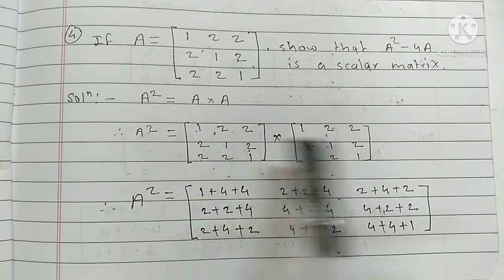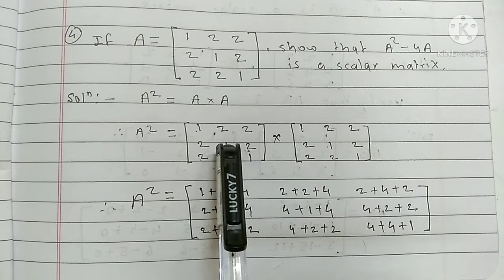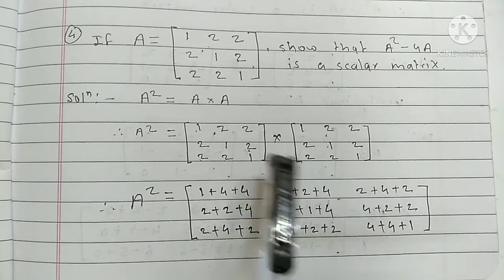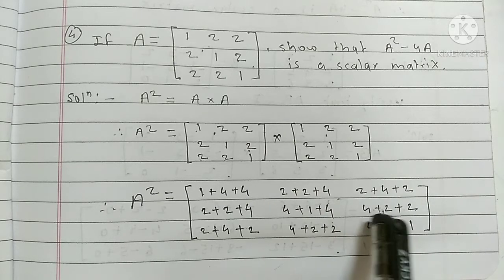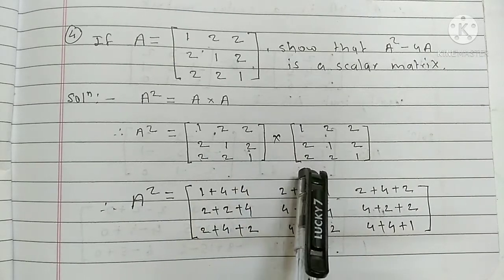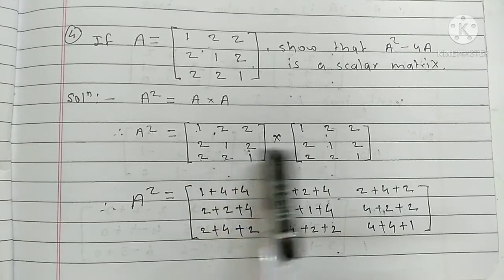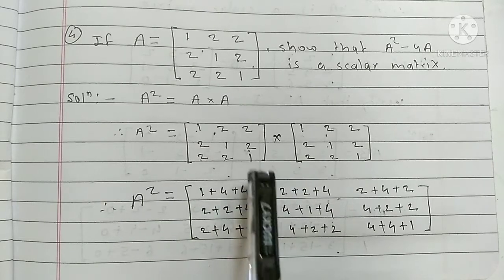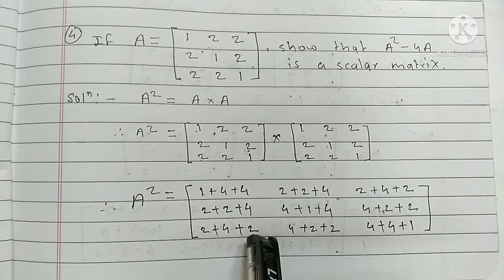Then second row, third column: 2 into 2 is 4, 1 into 2 is 2, then 2 into 1 is 2. So 4 plus 2 plus 2. Then third row, first column: 2 into 1 is 2, 2 into 2 is 4, then 1 into 2 is 2. So 2 plus 4 plus 2.